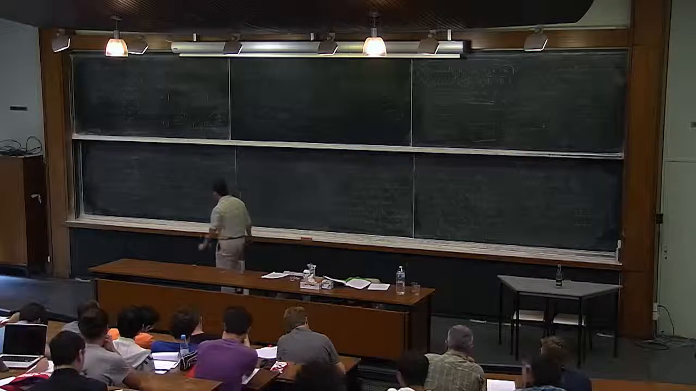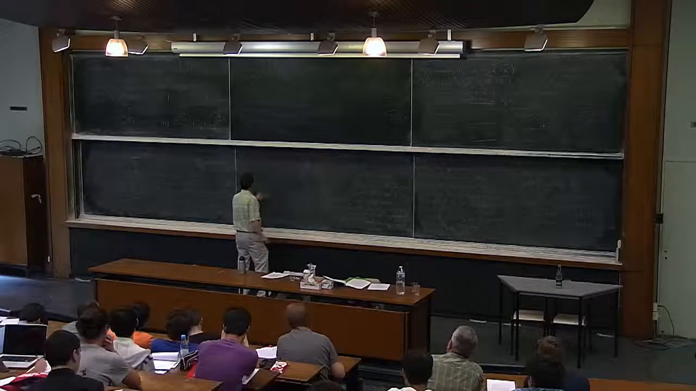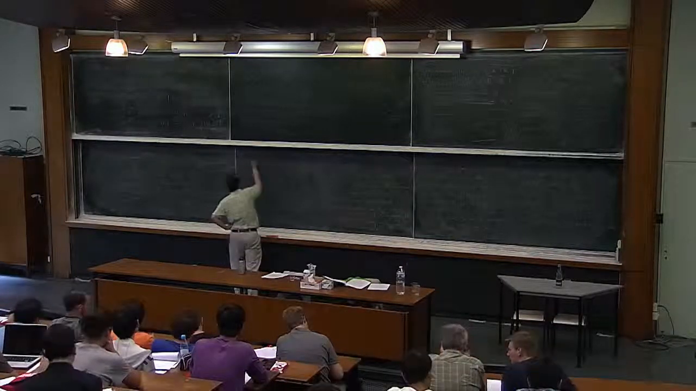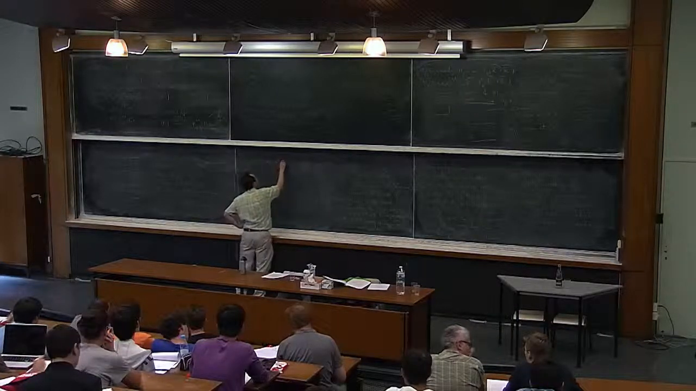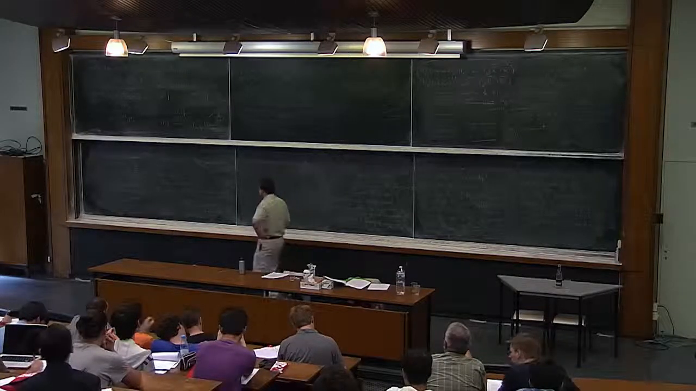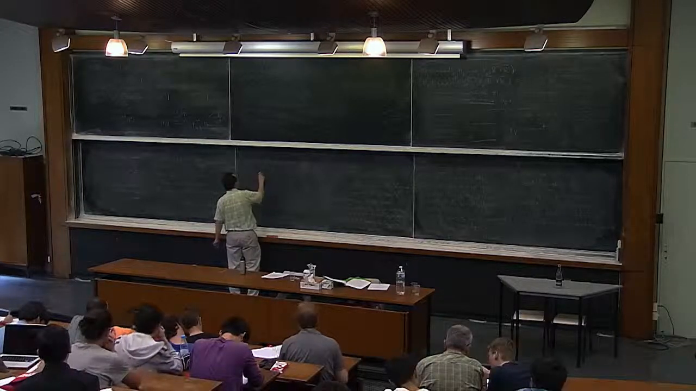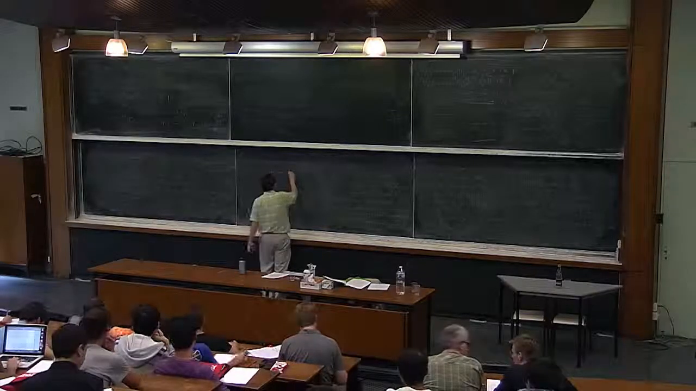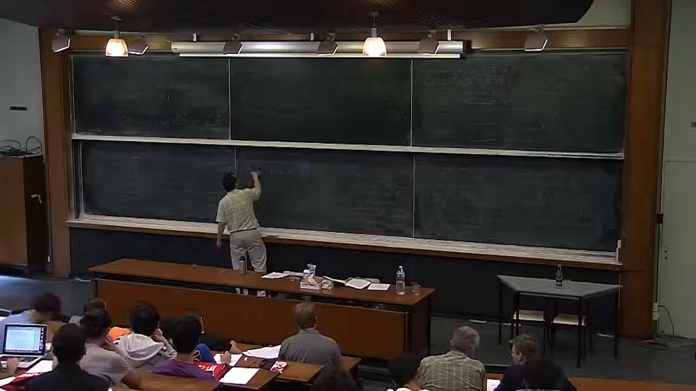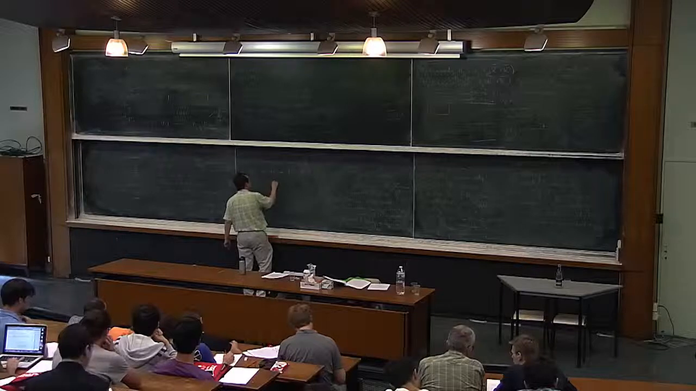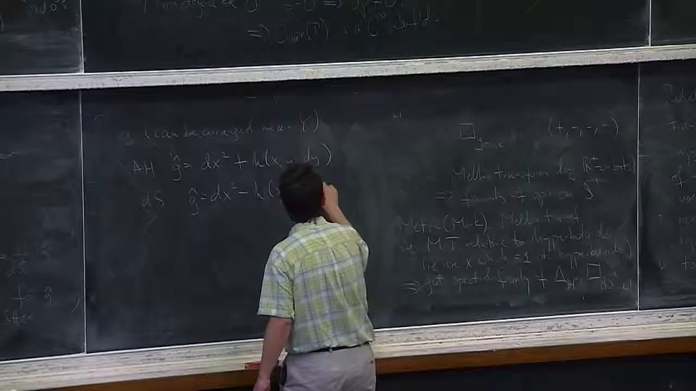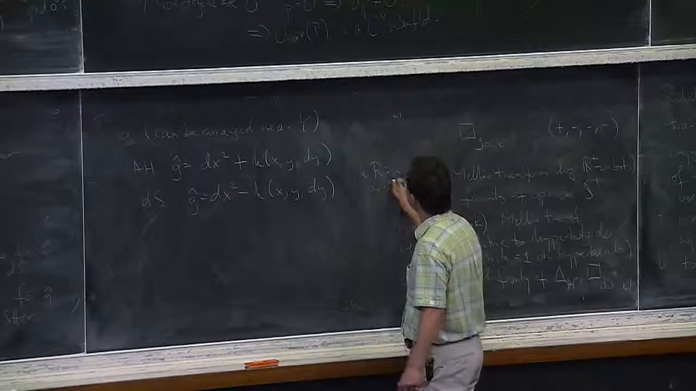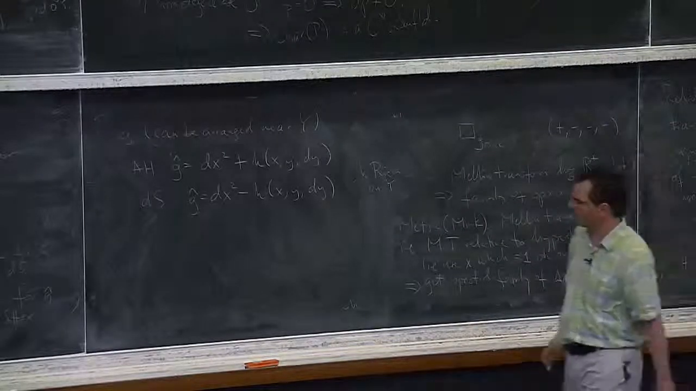So to be concrete, you can always arrange this near the boundary. You can always arrange a local product type behavior under this assumption. G hat looks like dx squared. So this would be, say, the asymptotic hyperbolic setting plus some h of x,y dy, or so this is asymptotically hyperbolic. And the de Sitter version would be that G hat is dx squared minus h(x,y) dy. And so here h is Riemannian, and here h is again Riemannian, so positive definite on the boundary. Okay, so this always can be arranged.